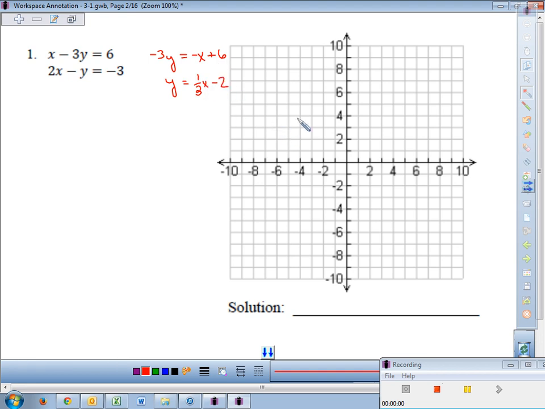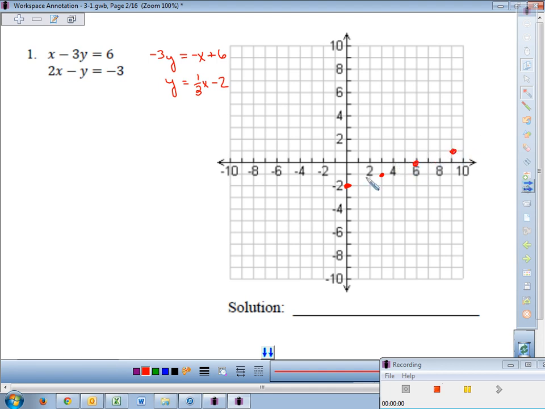Solving systems by graphing is by far the worst method, because we're so inaccurate with how we graph. So what we'll do is plot as many points as we can on our first line. The y-intercept is negative 2. The slope is 1/3, so I'm going to rise 1 and run 3. Rise 1 and run 3. 1, 2, 3. Rise 1 and run 3.